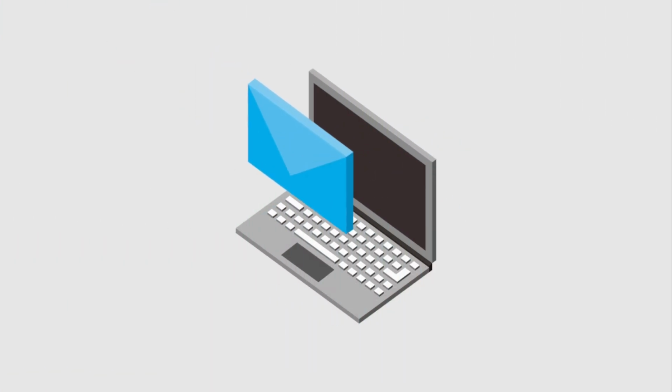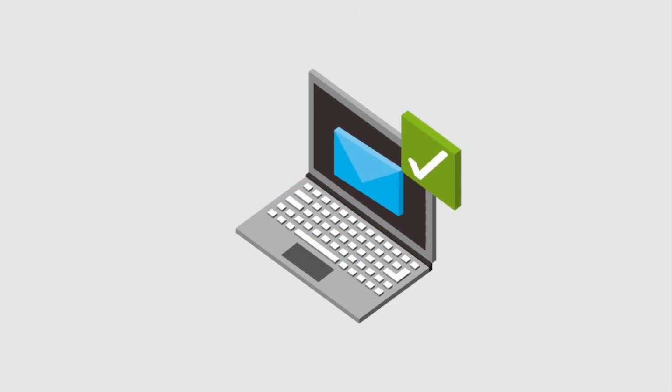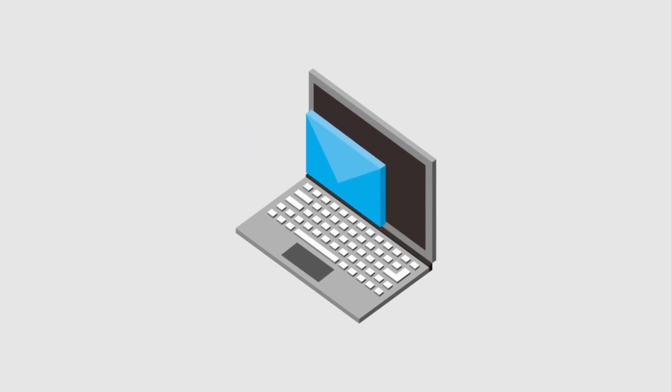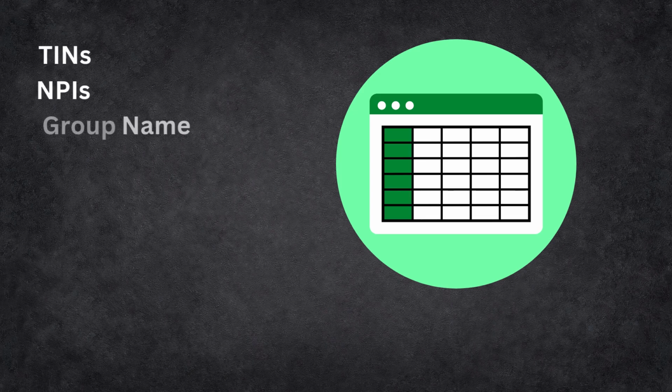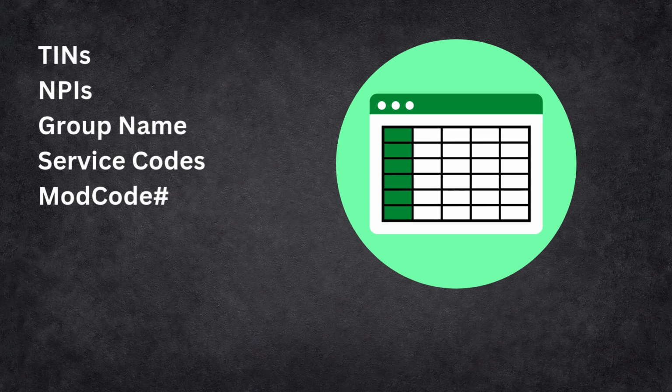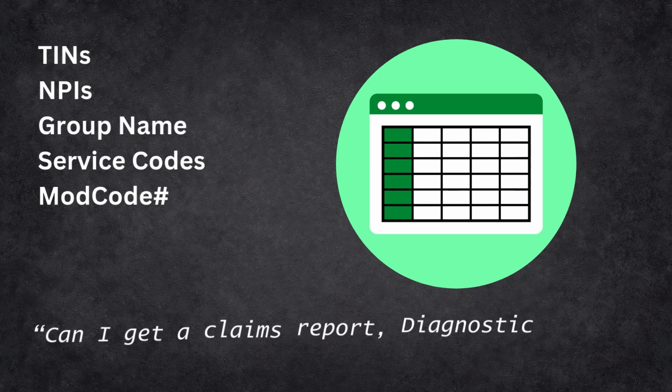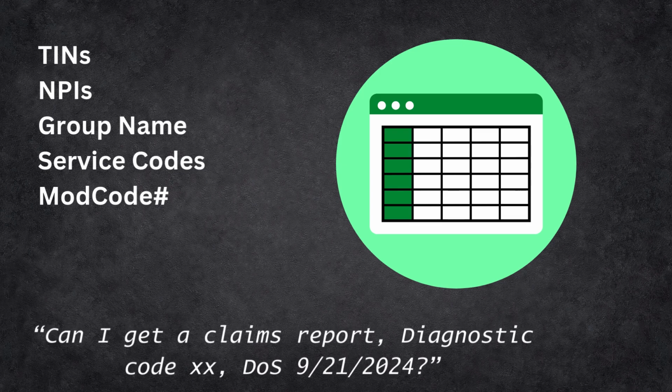My workflow routine begins by logging into the communications channels. This is where I receive ad hoc report requests. These requests often focus on specific provider TINs, NPIs, healthcare group names, service codes, or mod codes. Sometimes they involve multiple filters, structured by date ranges.